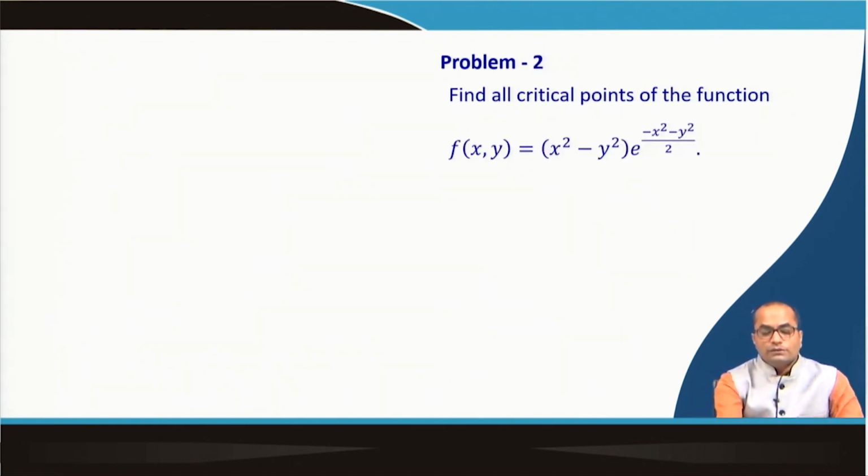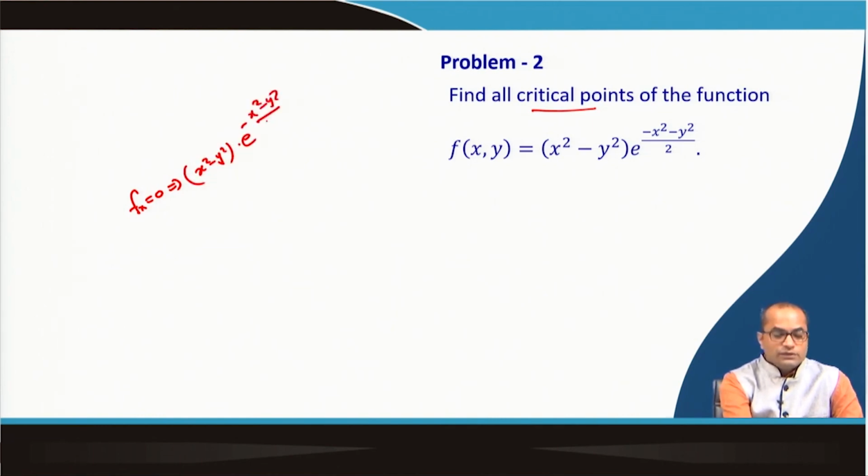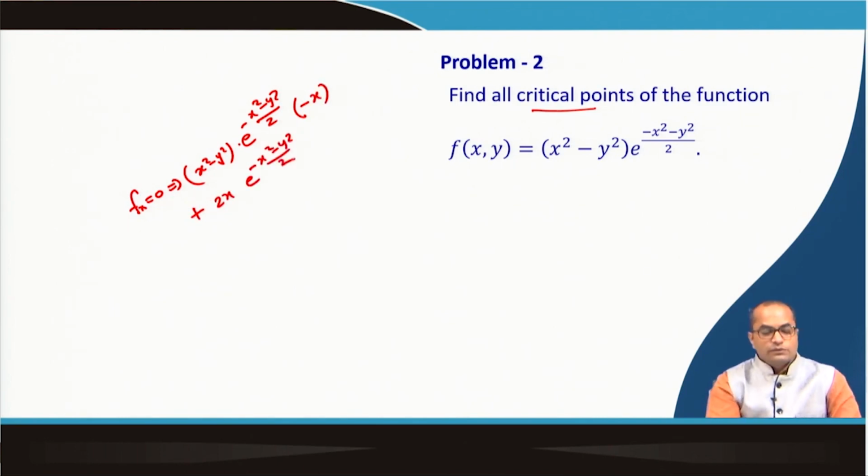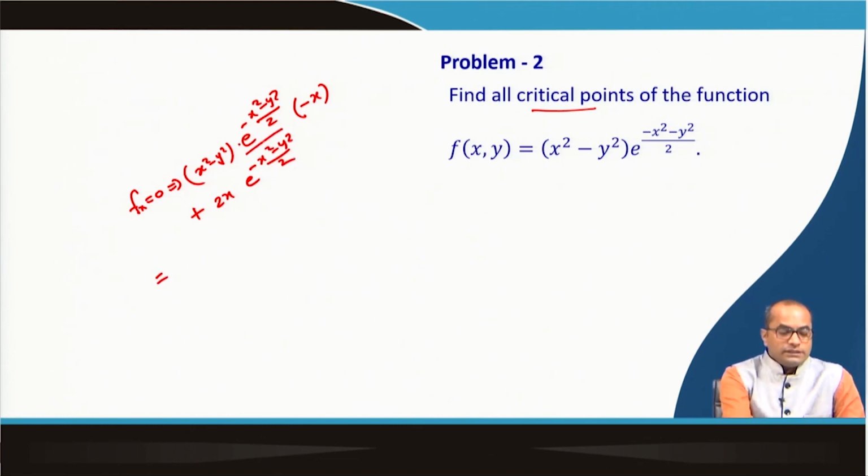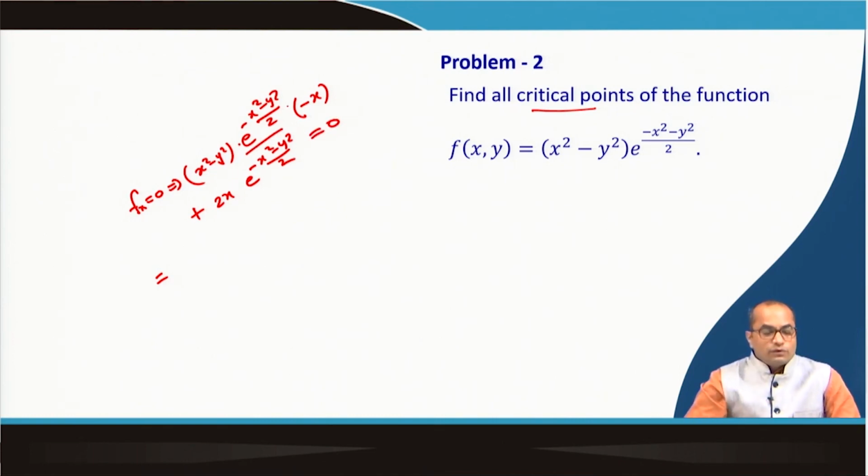Another problem. Here we have to find again the critical points for this function, and again a similar process, that f_x equal to 0 we need to set. So, that means x^2 minus y^2 and then the derivative of e to the power minus (x^2 + y^2)/2 gives minus x, the 2 gets cancelled, and then here the 2x and then again e to the power minus (x^2 + y^2)/2. So, this is your f_x. This will be set to 0. The e power minus (x^2 + y^2)/2 will not be 0, so we can remove this from here.